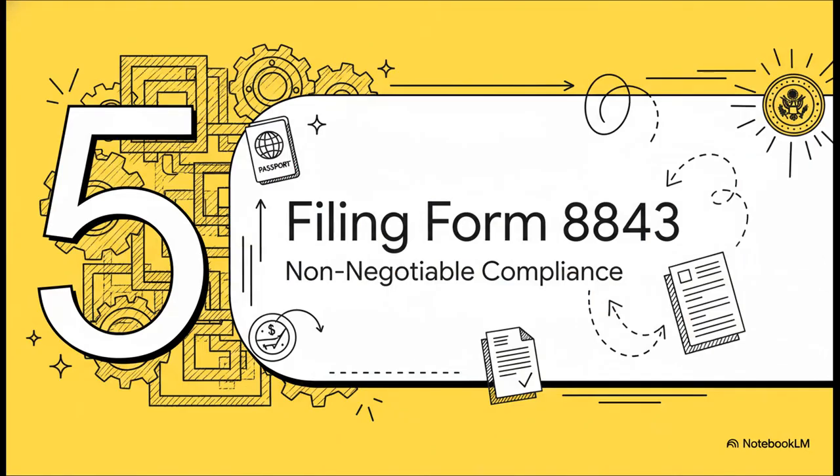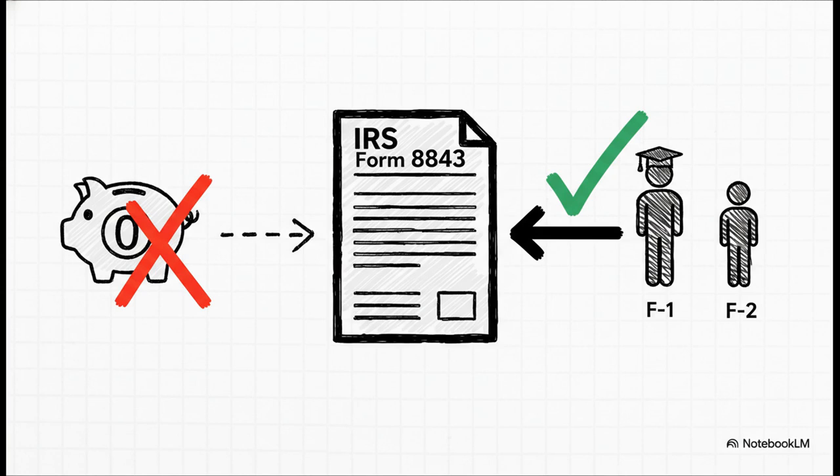Okay, let's switch gears to the paperwork, because none of this exempt status stuff just happens automatically. It all hinges on one little form, Form 8843, and it is non-negotiable. So who has to file this? Let's be crystal clear. Every F1 student, every F2 dependent. You have to file it for every single year that you're considered an exempt individual.